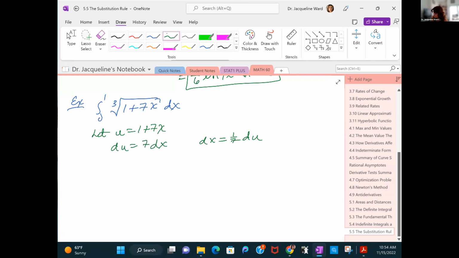And then for the limits, when x is 1, what is my u? u is 8. And when x is 0, u is 1. So now I'm rewriting this whole thing. It's the cube root of u, which is u to the 1/3.